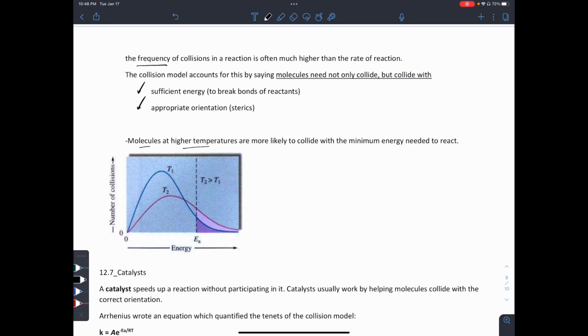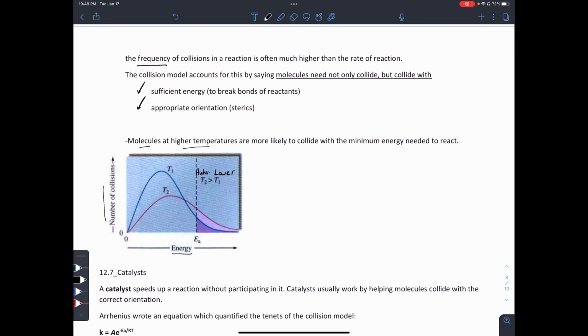Let's practice graph reading. So on the x-axis, we have energy. On the y-axis, we have number of collisions. T2 and T1, one of those is representing a lower temperature and one is representing a higher temperature. Can you look at this graph and tell which temperature is representing a lower temperature? T1 is a lower temperature and T2 is a higher temperature. We know that because while both curves have the same area underneath, T2 has spread out. The curve has shifted more towards the right side.